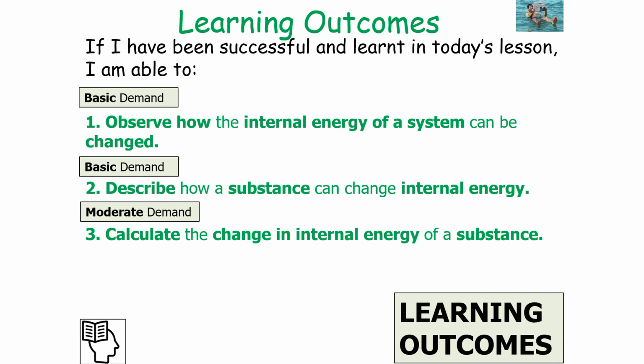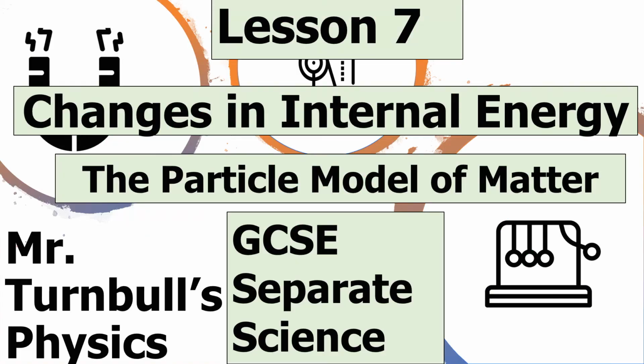So in today's lesson, if we've been successful, we can observe how the internal energy of a system can be changed, we can describe how a substance can change internal energy, and we can calculate the change in the internal energy of a substance. I hope you've enjoyed today's lesson looking at the changes in the internal energy of a substance, which is found in the particle model of matter topic in GCSE Separate Science Physics.